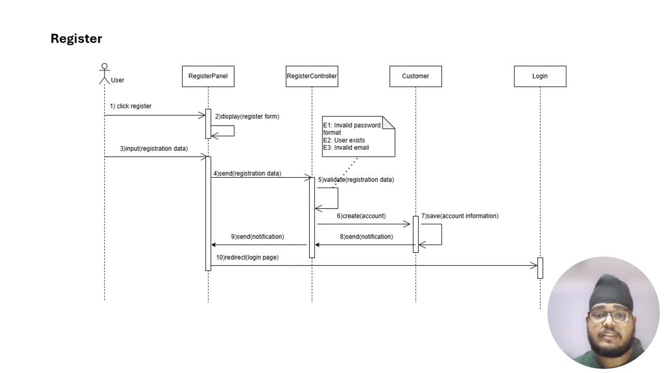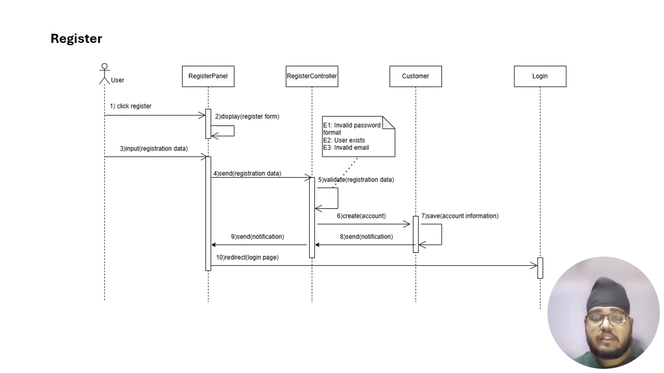So here we have three exceptional flows. First is the invalid password format. The password format should contain at least 8 characters, should be alphanumeric and also must contain symbols. The second exceptional flow is user exists. If the user exists, the system will not create a user with the same username, as we should protect our database based on the ACID properties. And the third one is invalid email, which is invalid email format. Each email should contain an at symbol.